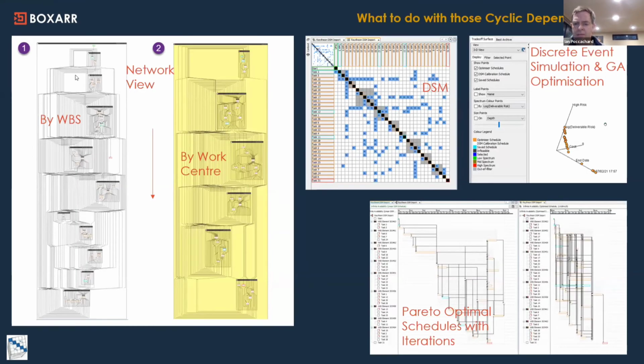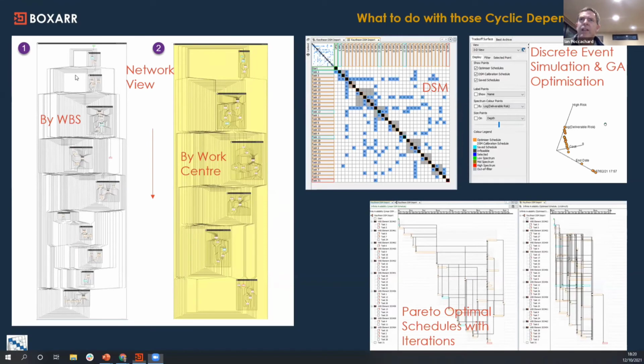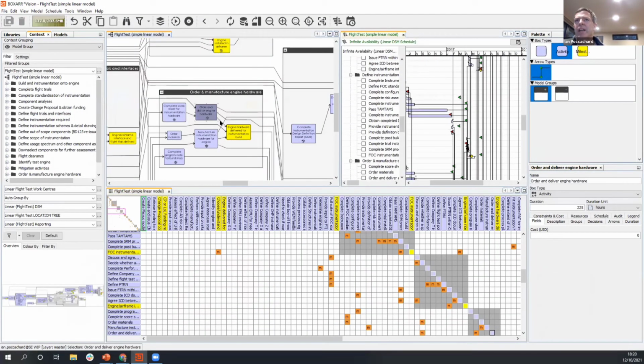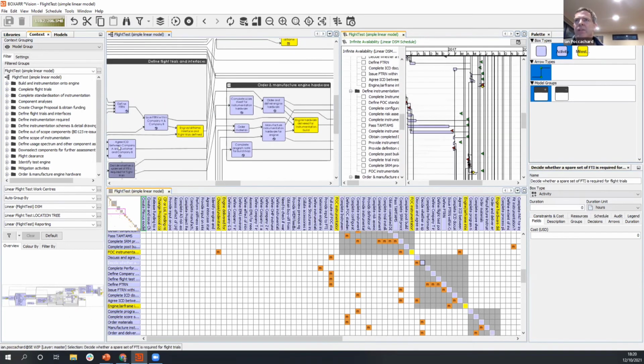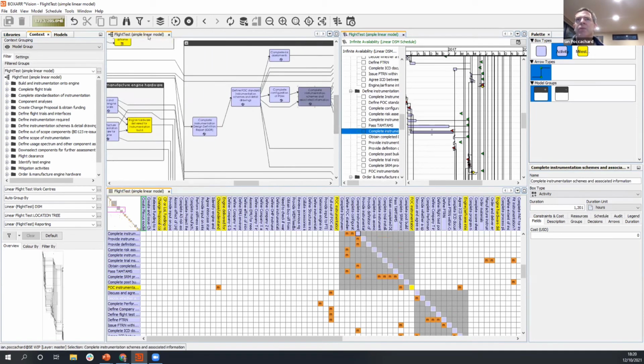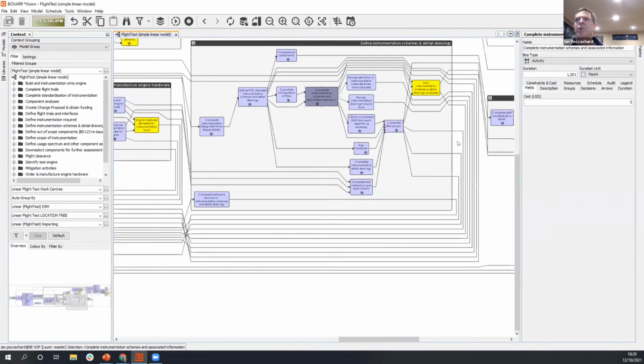So I wish to just bring out the tool briefly, just to give you a feel. So we have the boxes, we have the arrows. We're very familiar with network views. We're very familiar with Gantt and DSM in this community. Boxar brings all of these views together in a seamless way. It also brings together the concept of multiple hierarchies.